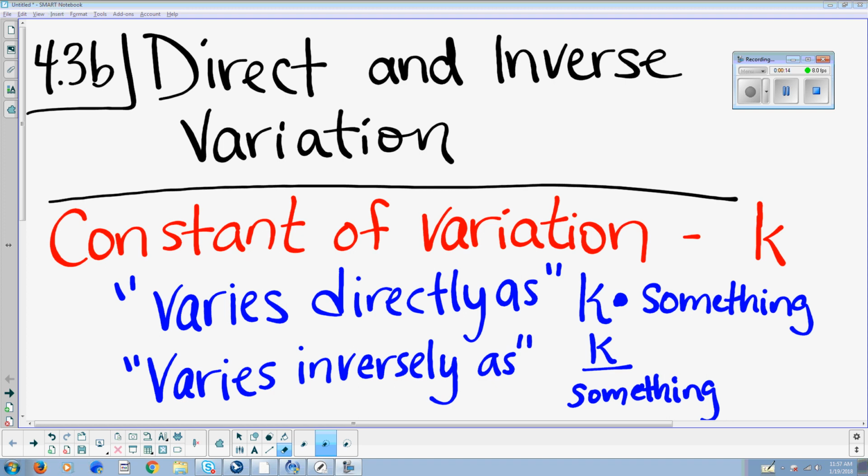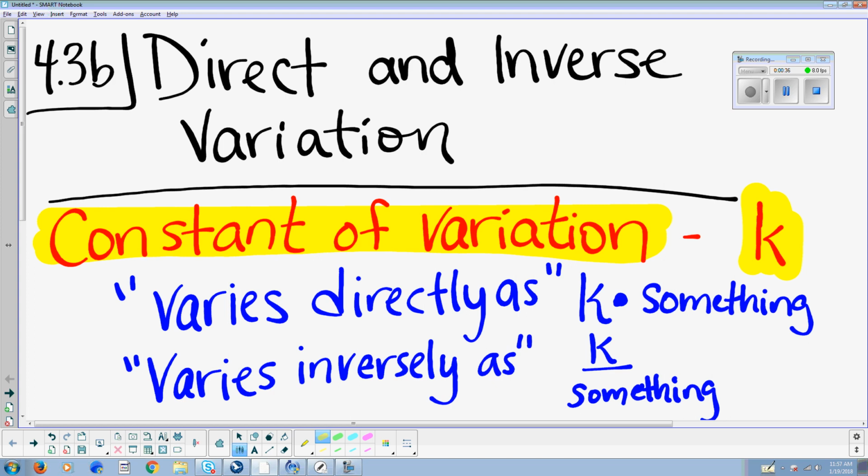Something you're going to be seeing in every problem in this lesson is the constant of variation. This is something that shows up in every problem, and it is an important value that you're going to have to find in order to solve the problem. The constant of variation we're always representing with a variable k.